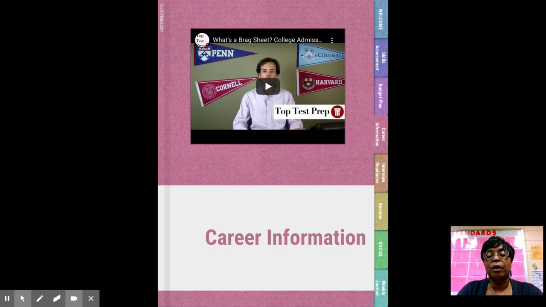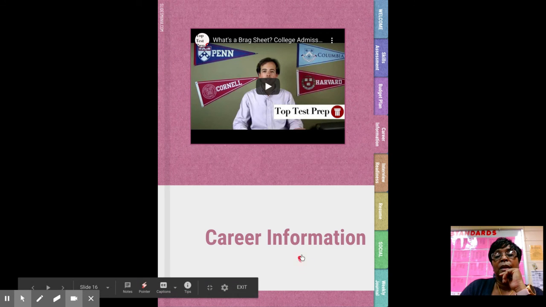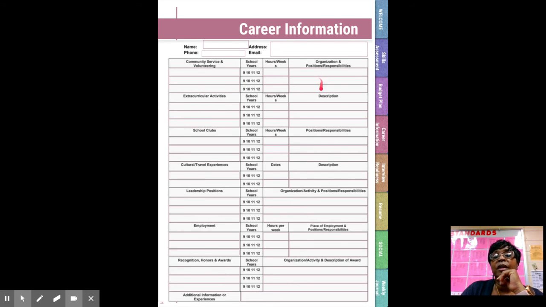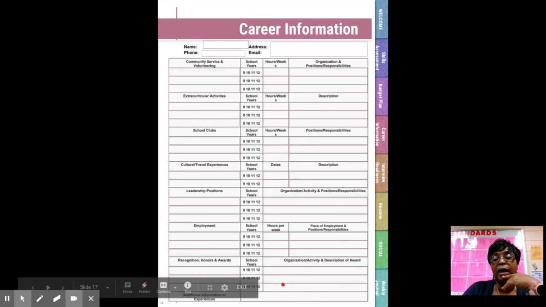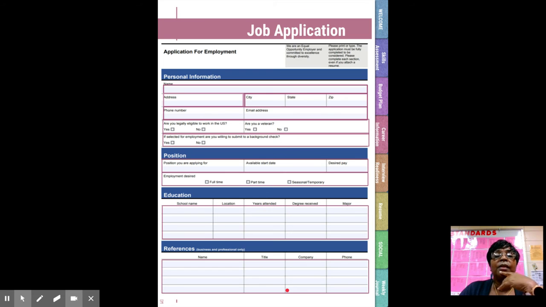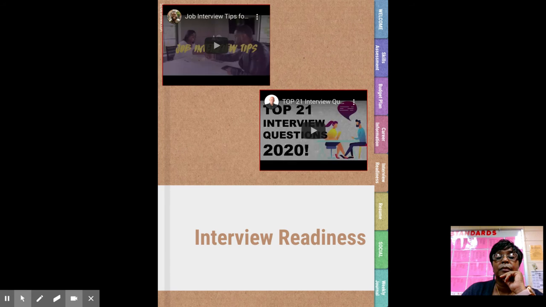Next, you're going to go over your career information. Career information is sort of like a brag sheet to talk about all the things that you've done in high school, so you'll have that available to you. Then you're going to take that information and fill out a job application. And this part should be easy for you all since you already have a job.